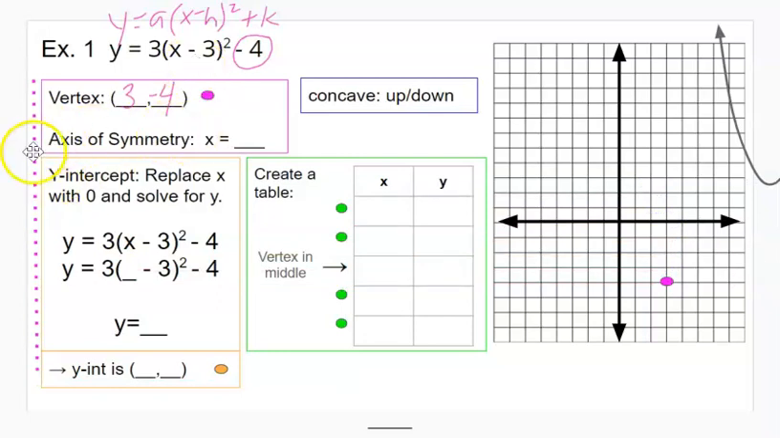And then remember that axis of symmetry goes through the vertex. So the axis of symmetry is going to go through that point. And that x value is going to be the same as it is in the vertex. So it's going to be x equals 3.